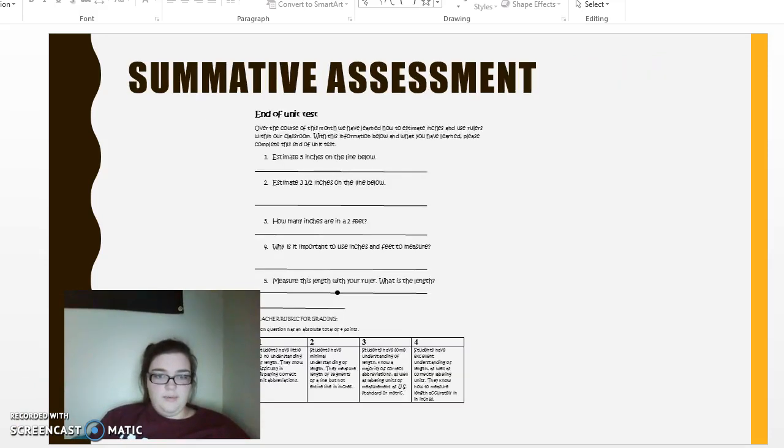And then this is my summative assessment, and I included a rubric. Each question was worth 4 points. If a student left it blank, they'd get 0 points. If a student had little to no understanding, they'd get 1 point. If a student had minimal, they'd get 2. Students who have some, they'd get 3, and if students had excellent understanding, they'd get 4. And it says, over the course of this month, we have learned how to estimate inches and use rulers within our classroom. With this information below and what you have learned, please complete this end of unit test. And it's estimating and then measuring a line again with the ruler.